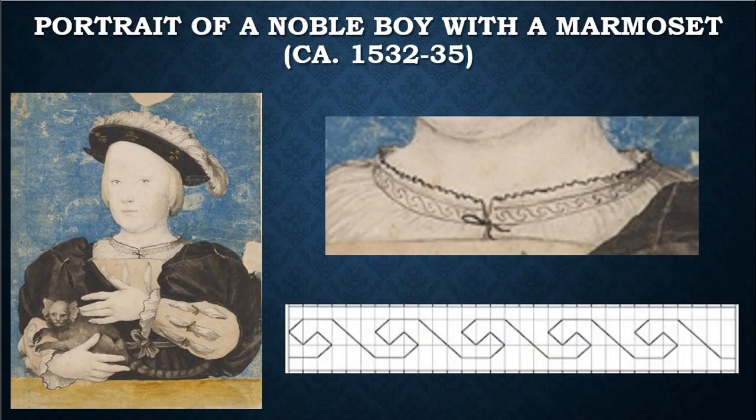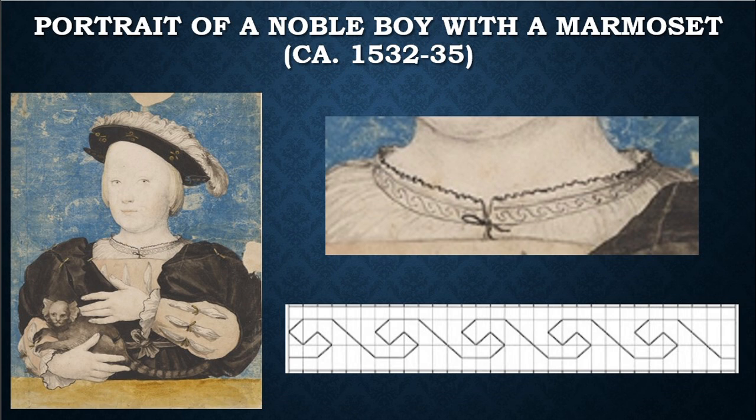This is a portrait of a noble boy with a marmoset. It's from circa 1532 to 1535. If you did a Google search with this portrait, some websites might list this portrait as being Edward VI, who was the one legitimate son of Henry VIII, that's King Henry VIII of England, with the 6 wives. However, some websites might also acknowledge this boy as being Henry Fitzroy, who was Henry VIII's illegitimate son from his mistress, Bessie Blount. Either way, this portrait is at the Kunsthistorisches Museum, I believe in Vienna.